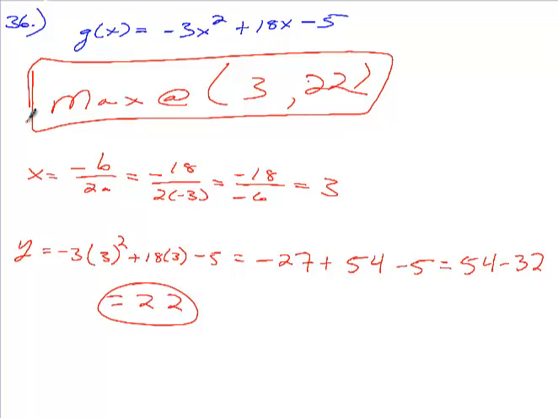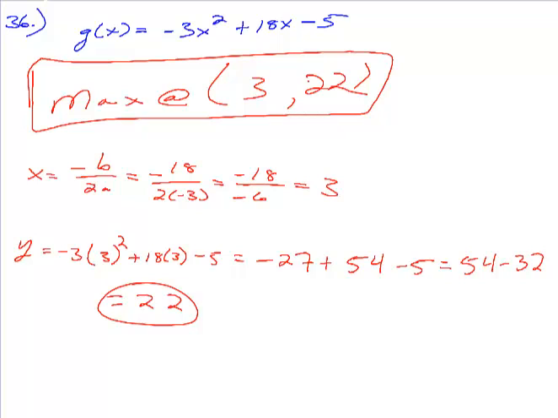Everybody okay with 36? Yes or no? So once you find the x coordinate to the vertex, you just take that x and substitute it back into the equation to find the y that would match with it. And that's how we find the y coordinate to a vertex. Okay? Any questions on how to do 36?